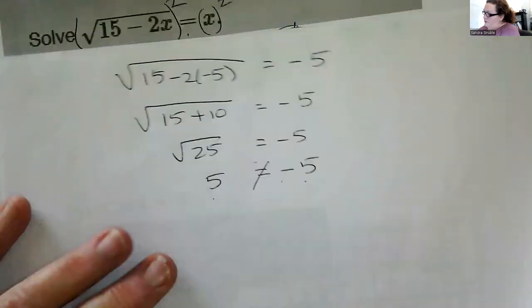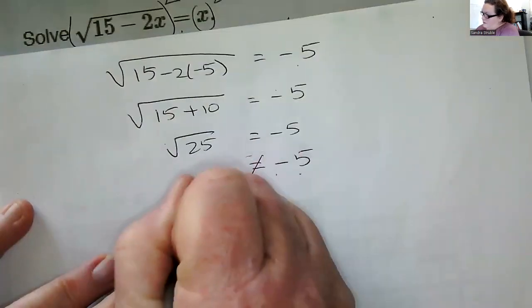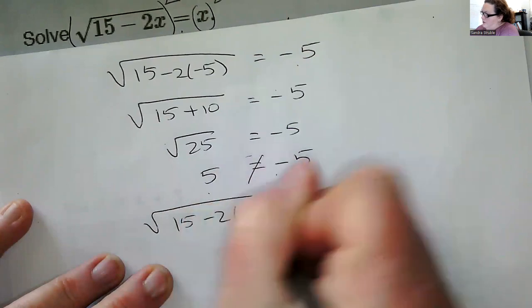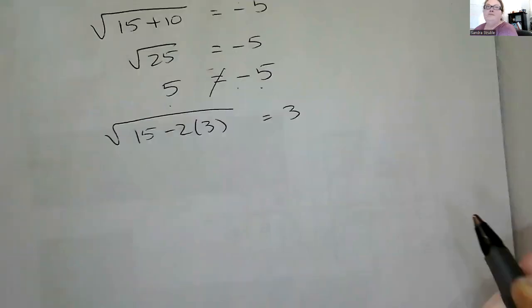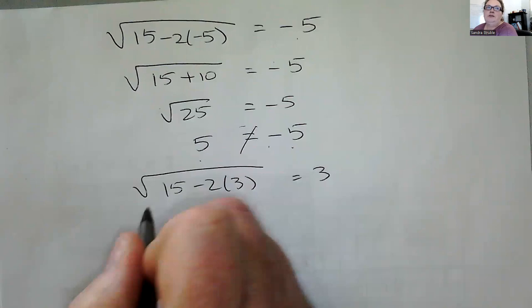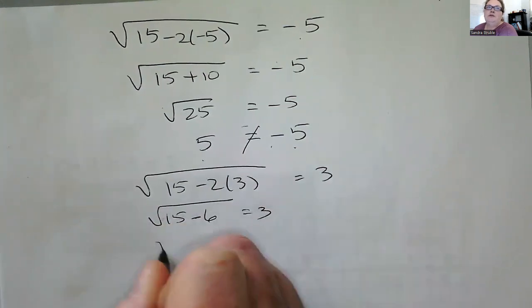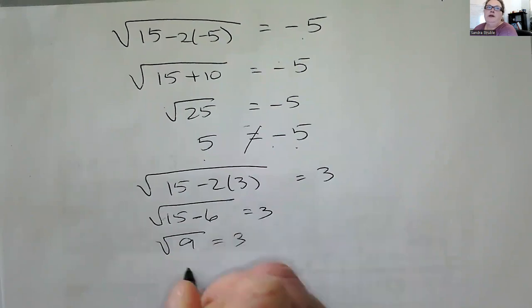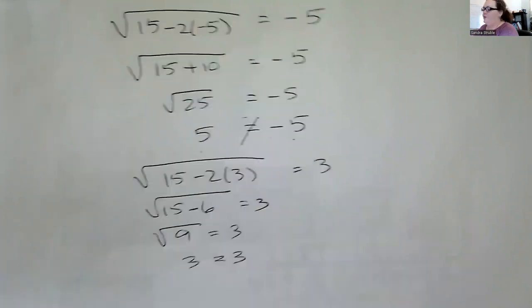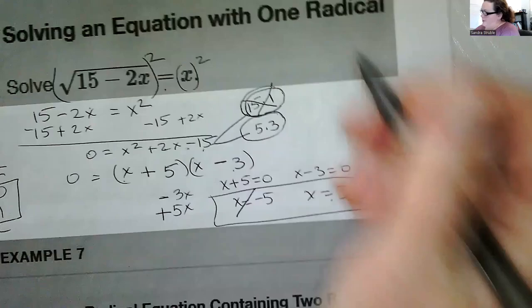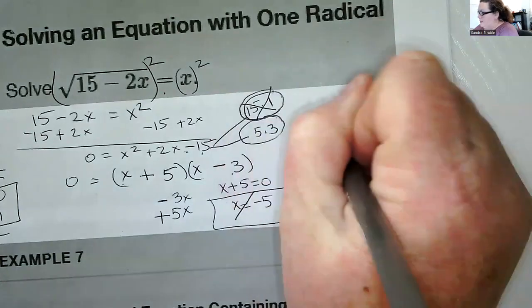So 15 minus 2 times 3 is equal to 3. All right. So that's just the square root of 15 minus 6. That's the square root of 9 equals 3, and that's 3 equals 3. Perfect. So 3 does work. So our answer for example 6 is x equals 3.